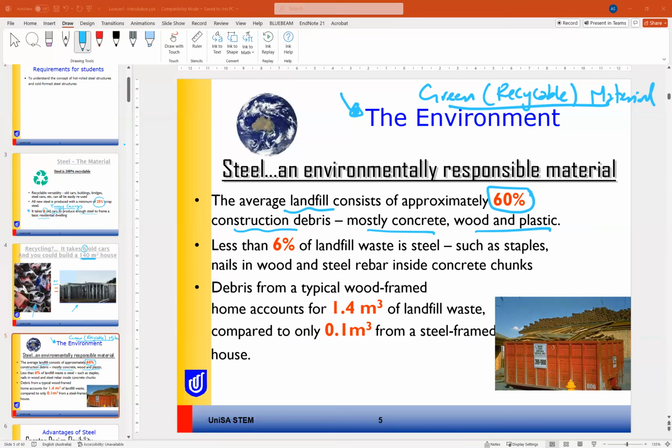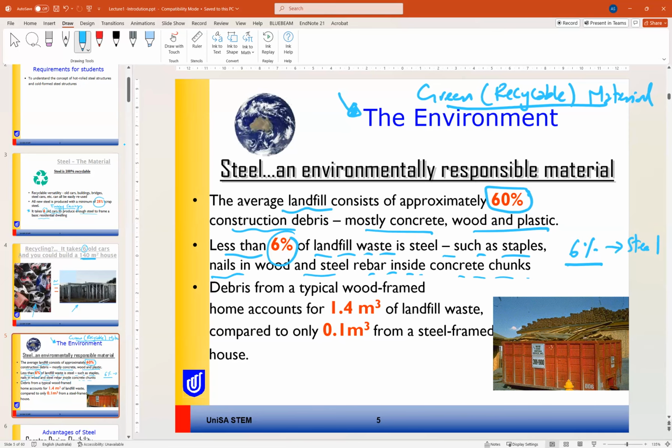So less than 6% of the landfill waste is steel, such as staples, nails in wood, and steel rebars inside the concrete chunks. So only 6 of this 60 is steel. Okay, and steel is the only material that can be 100% recyclable.